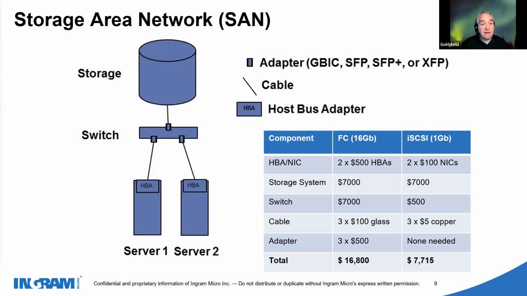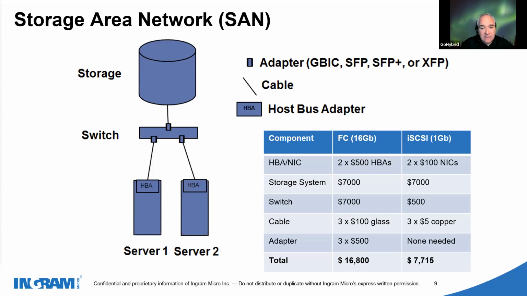What if I want to do the same thing via iSCSI? Well, with iSCSI, I don't need these special HBAs. I can use regular NICs. Maybe the NICs are only $100 each. An iSCSI storage system is probably roughly the same cost as a fiber channel storage system, so that might be about $7,000. An Ethernet switch, though, I can get a low-end Ethernet switch for $500 or less. My cables are going to be regular copper wire cables, $5 apiece, which is going to be a lot less expensive than the fiberglass cables used for fiber channel.